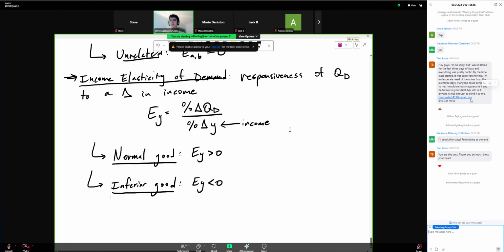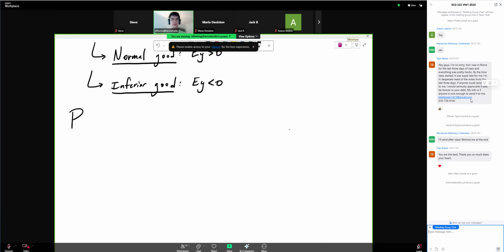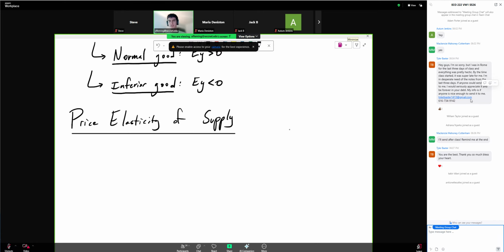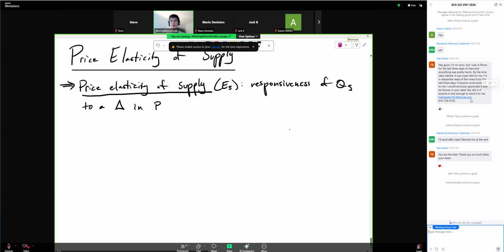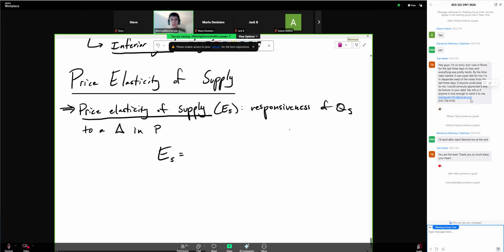Now, another thing that we can define and move on is price elasticity of supply. Just like there's a price elasticity of demand, you can also define the price elasticity of supply. You will see that this is exactly analogous to how we did it for demand. Price elasticity of supply, which we abbreviate as ES, is the responsiveness of quantity supplied, almost wrote demanded out of force of habit, to a change in price. So it's literally just the elasticity of the supply curve. You would define it the exact same way: percentage change in quantity supplied divided by the percentage change in price.